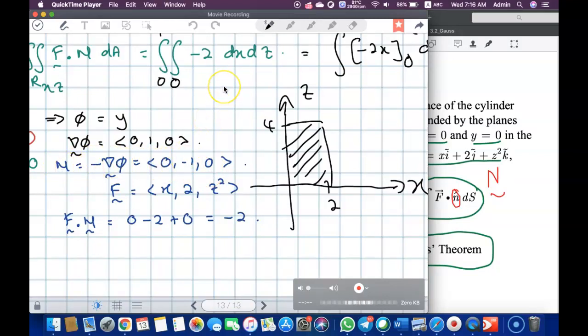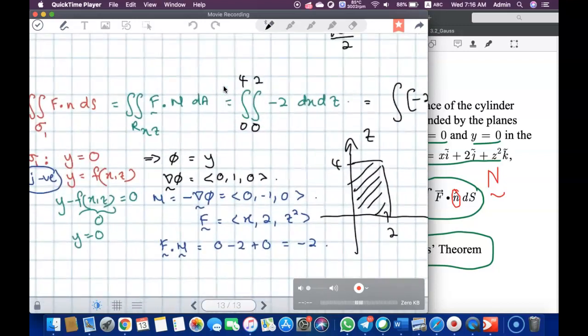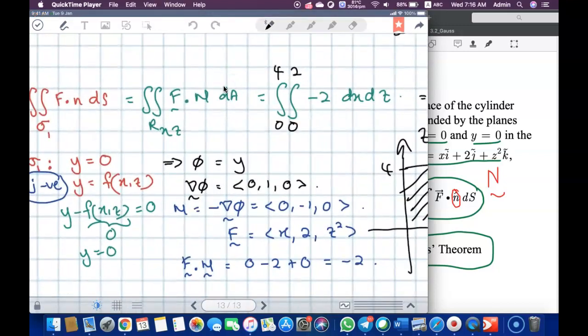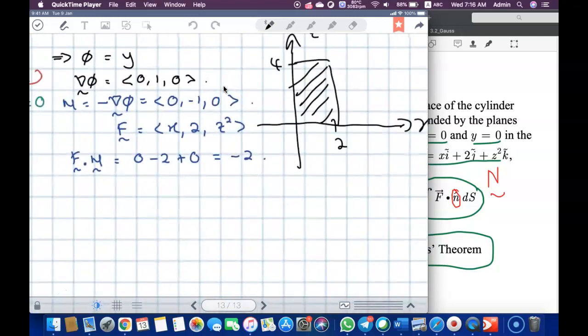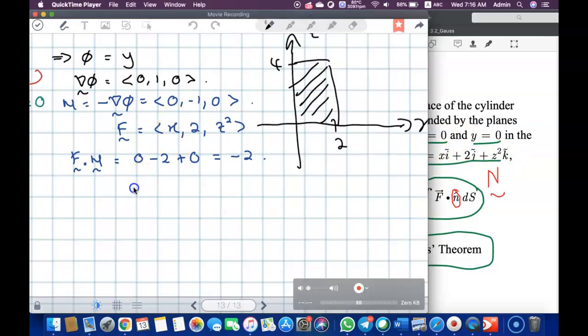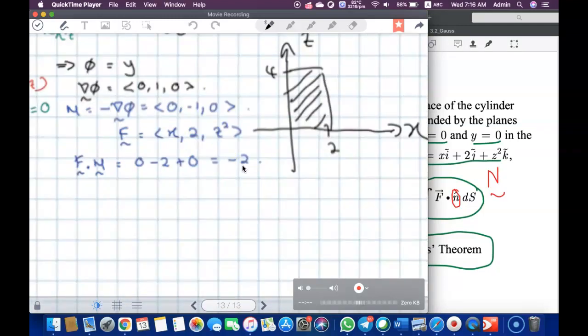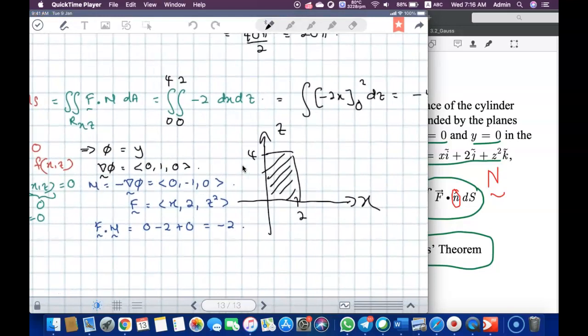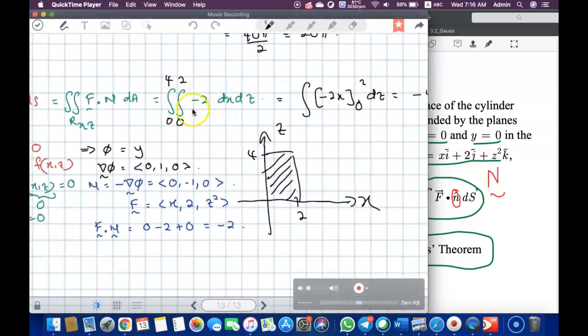Now we can obtain the F dot n dA. So we want to get F dot n. Using the F given in the instruction, we apply the dot product between F and the normal vector that we obtained. So 0 multiplied by x gives 0, -1 times 2 gives -2, 0 times z squared gives 0, and we get -2. Then we can substitute our F dot n, you get -2 here.